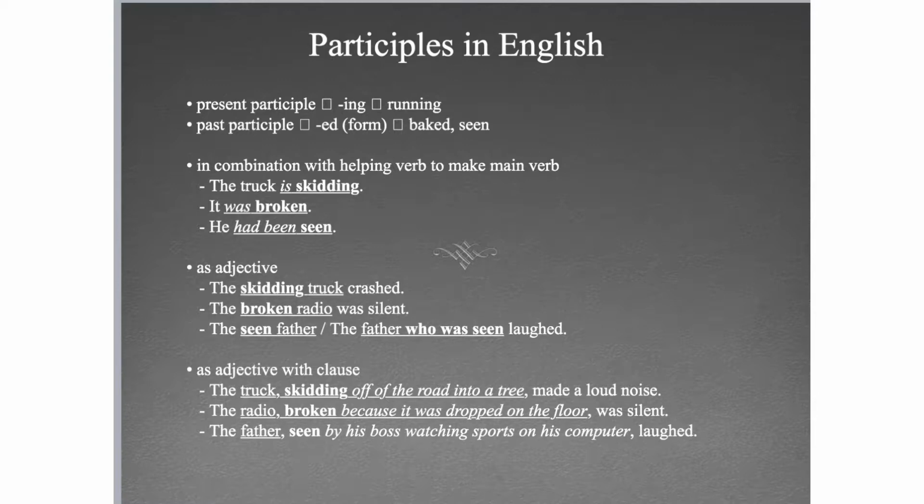So I just want to talk about participles in English first. English tends to have two participles, the present participle and the past participle. The present participle uses that ing form. So running is an example. The past participle, that ed form. Baked, seen, something like that. The reason I included 2 there is that the ed is the most common form, but there are some alternates, the n being the most common alternate, and then some verbs are just irregular in their participial form.